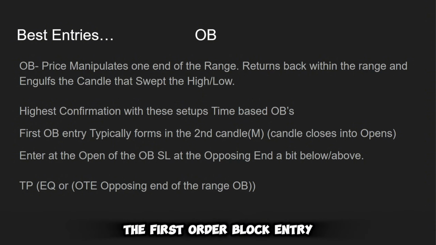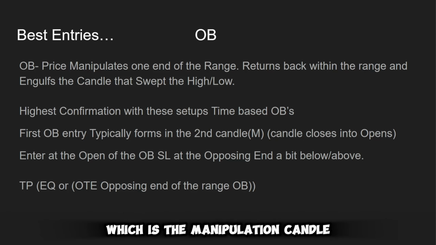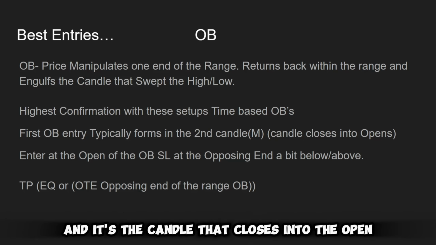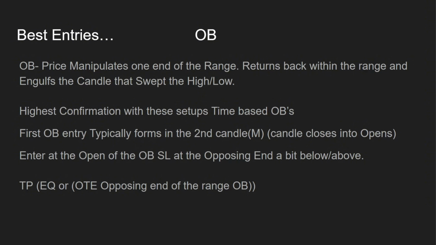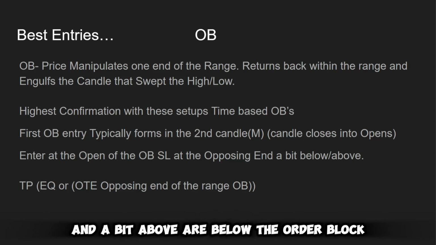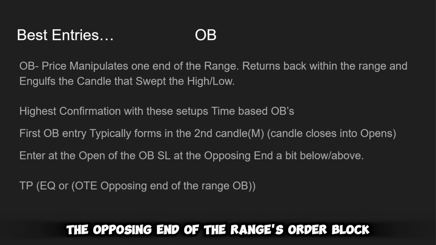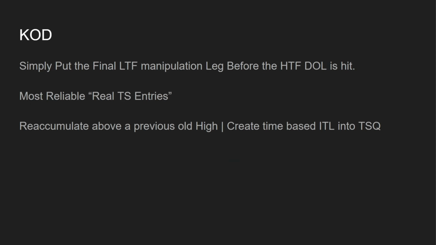The first order block entry typically forms within the second candle, which is the manipulation candle, and it's the candle that closes into the opens. Enter at the open of the order block with the stop loss at the opposing end and a bit above or below the order block. TP is at equilibrium, and I personally like to use OTE, the opposing end of the range's order block.